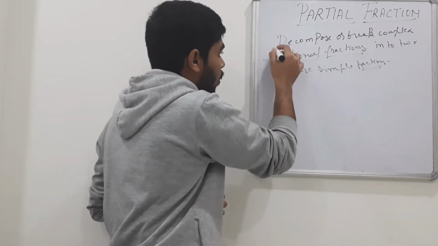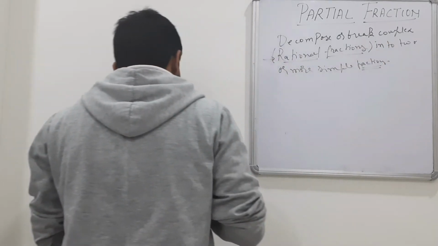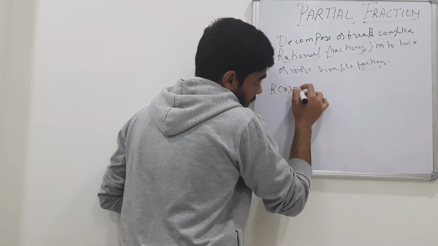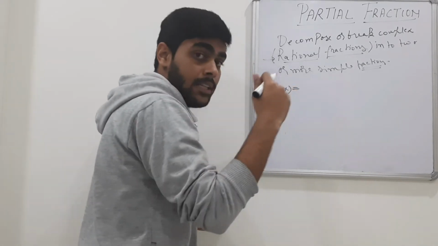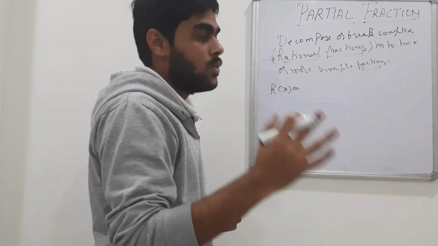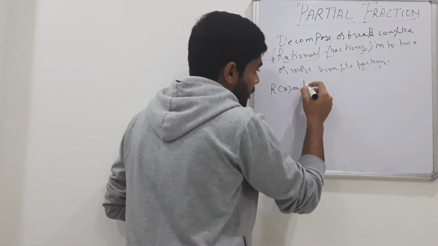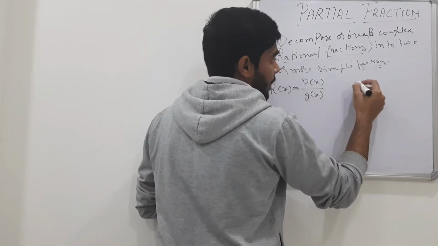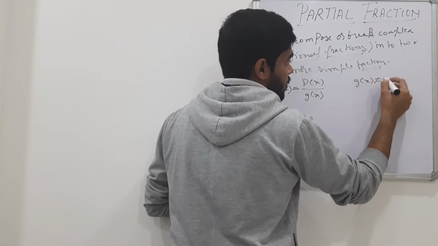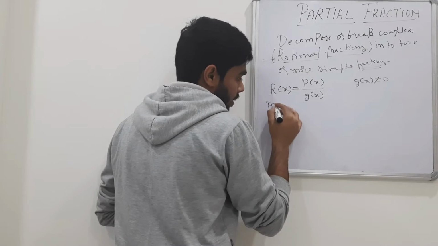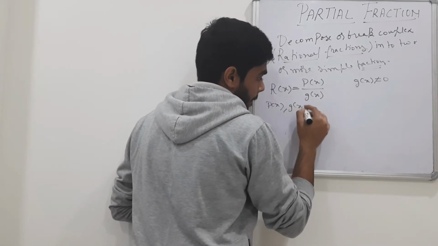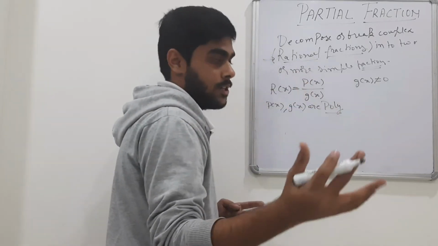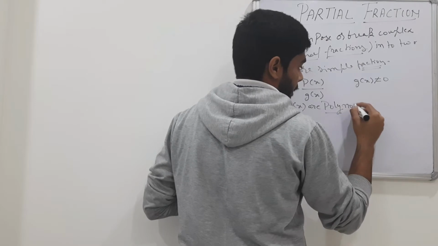So now I will tell you what are rational fractions. Rational fractions are nothing but when we take the polynomial functions into fraction, then it is known as rational fractions. Like we can represent this as px upon gx, where gx is not equal to 0 and where px and gx are polynomial functions. I will tell you about this. What are polynomial functions?